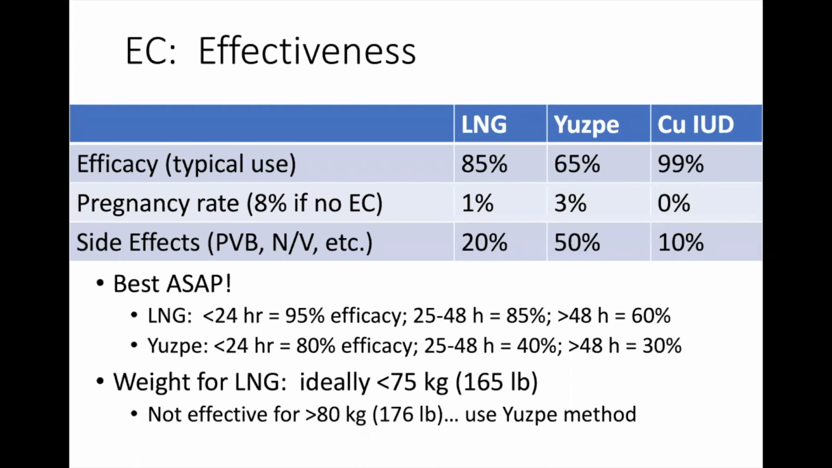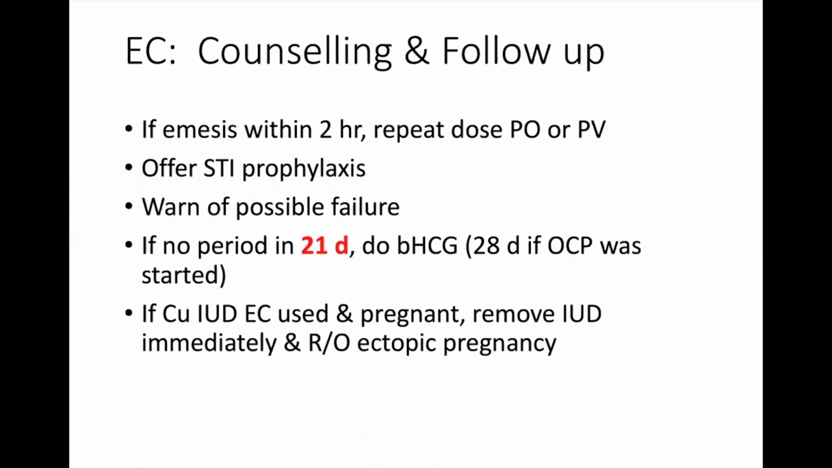Weight: for levonorgestrel, ideally the patient is less than 75 kilos. It's not effective if she's more than 80 kilos. So if she's more than 80 kilos, she needs to use the Yuzpe technique or the copper IUD. About counseling: you have to explain and counsel them about emesis within 2 hours, repeat the dose PO or PV, offer STI prophylaxis, and warn about the possible failure rate.